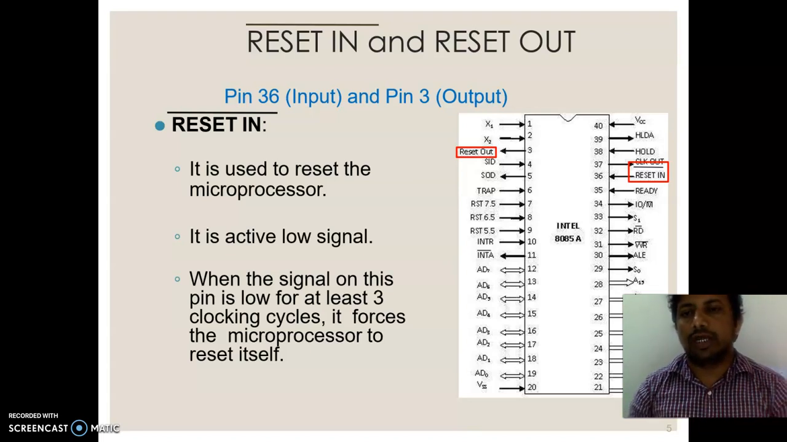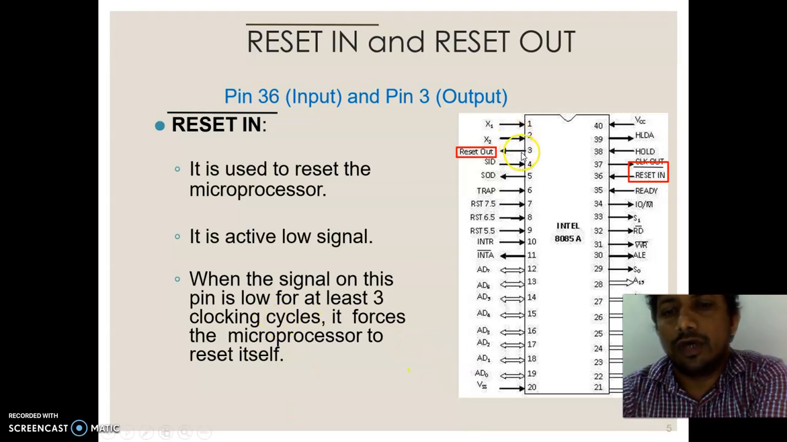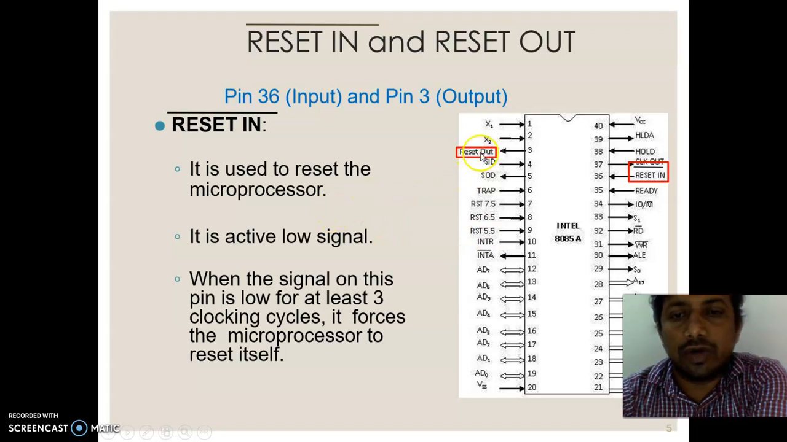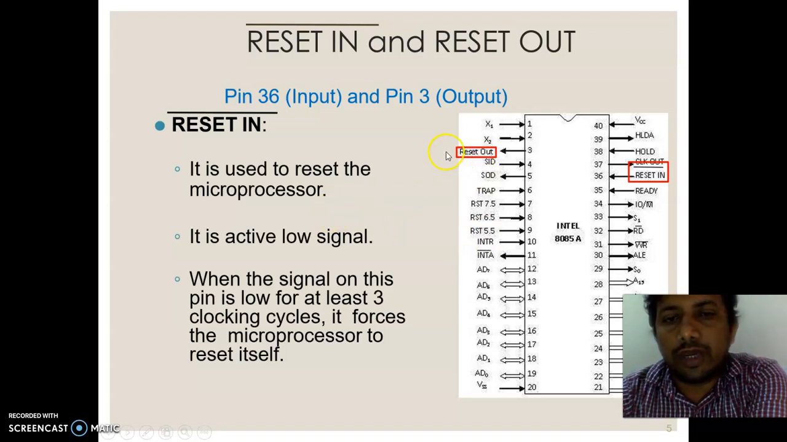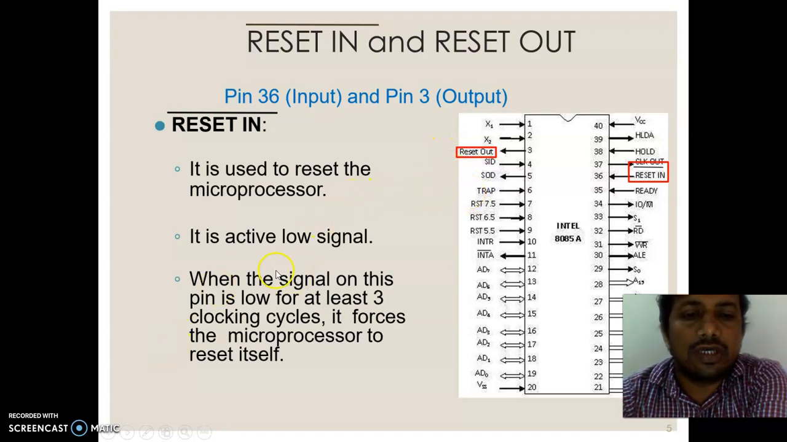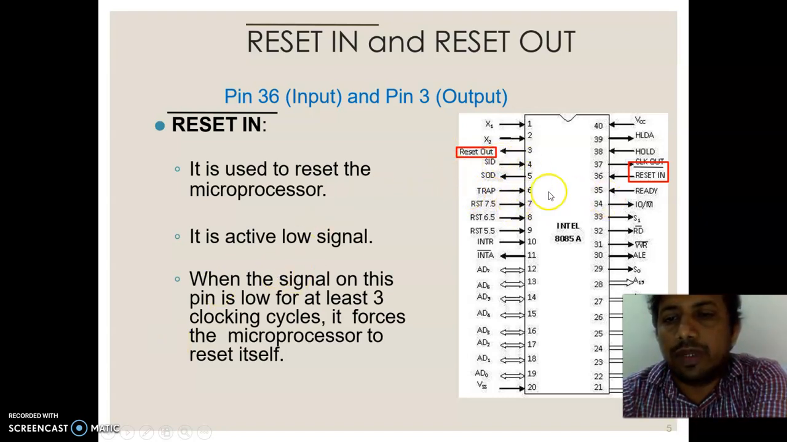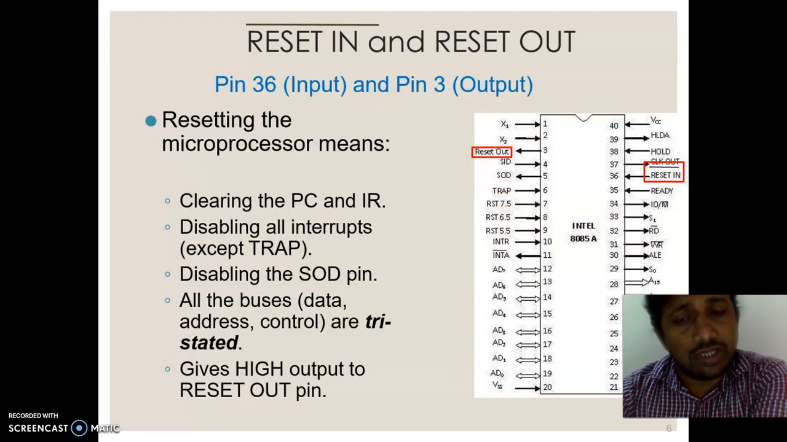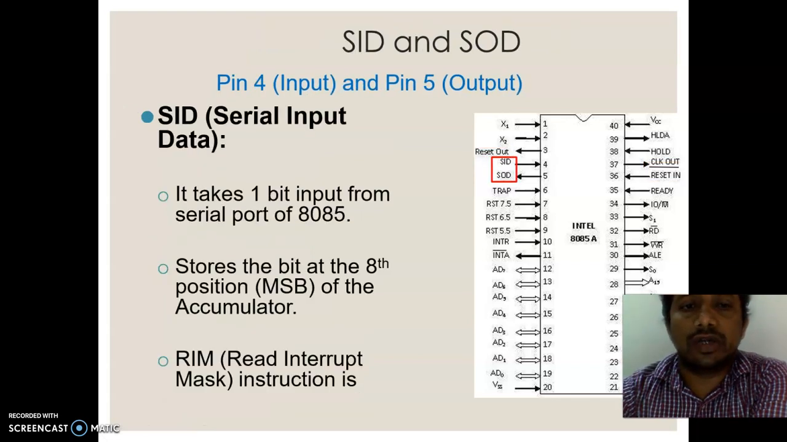I'm not going in sequence here because pin number 3 is reset out and the related one is reset in. These two pins, reset in and reset out, are used for resetting the microprocessor and the peripherals connected to the microprocessor. Reset in will reset the 8085 microprocessor, and reset out would reset the peripherals which are connected to your 8085.